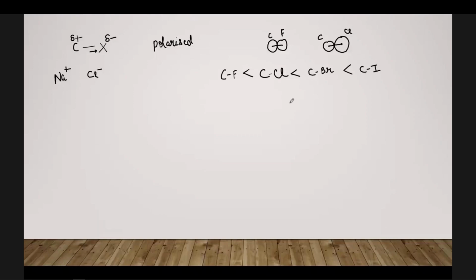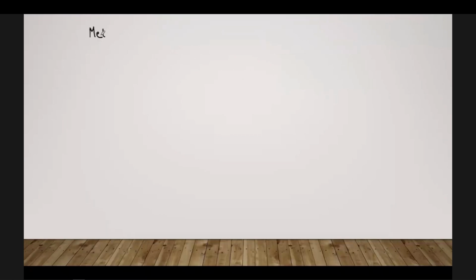Now we would like to move to the second topic for today, and that is the method of preparation of haloalkanes. So see, there are many ways by which we can prepare the haloalkanes. So methods of preparation. Okay, so the first one is from the alcohols. Right, now from the alcohols also there are three ways that are mainly followed for preparing the haloalkanes.